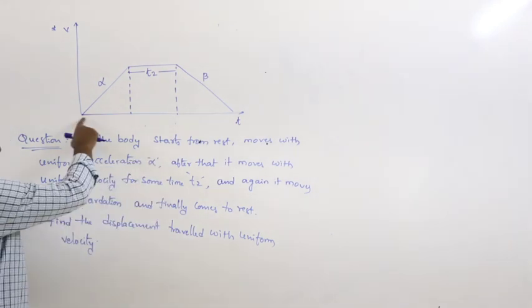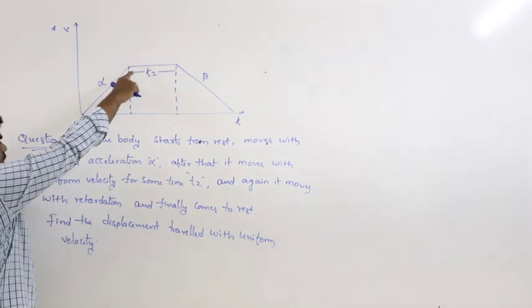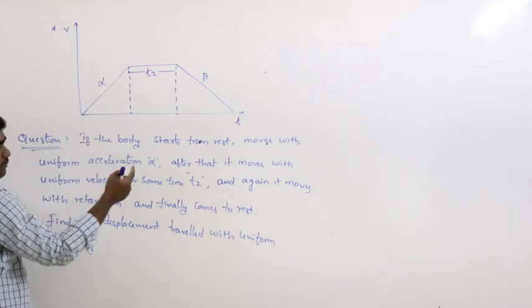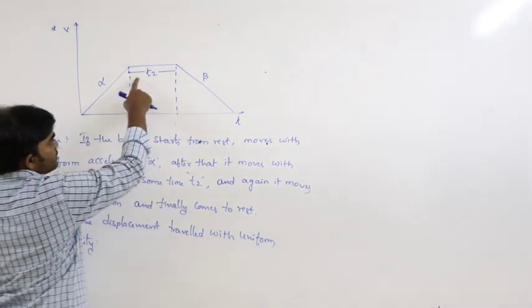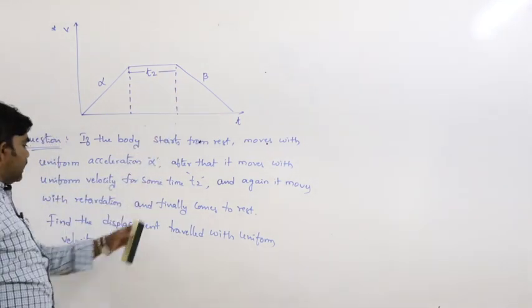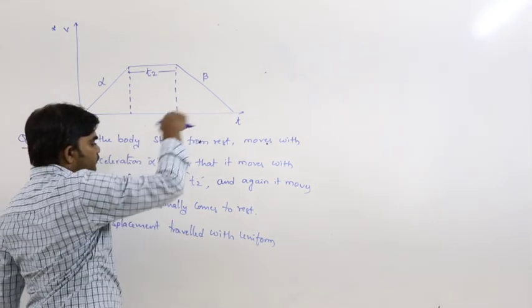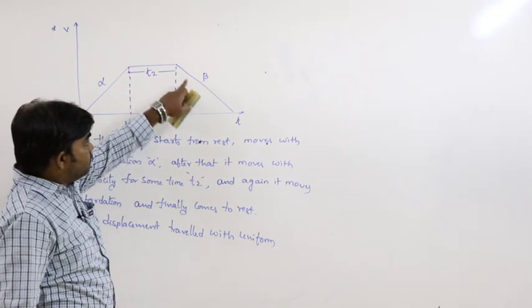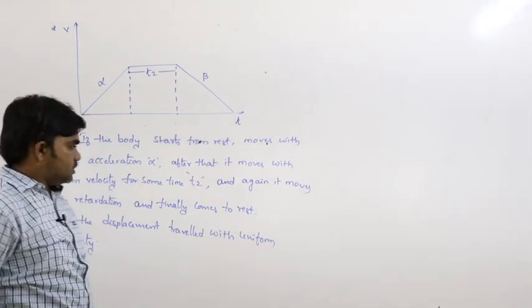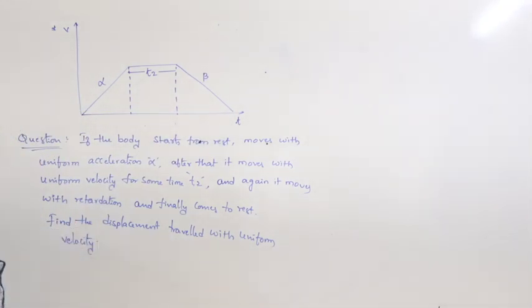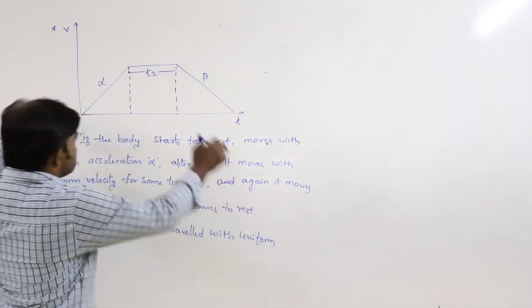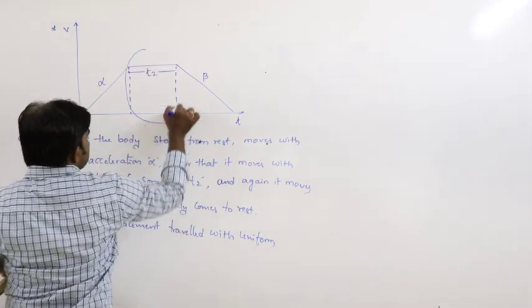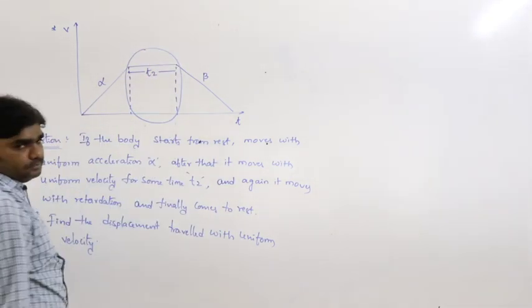Body starts from rest, moves with uniform acceleration alpha for some time. After that it moves with uniform velocity for some time t2, and again it moves with retardation and finally comes to rest. Find the displacement travelled with uniform velocity. That's what we have to calculate. So this is the displacement we have to calculate.